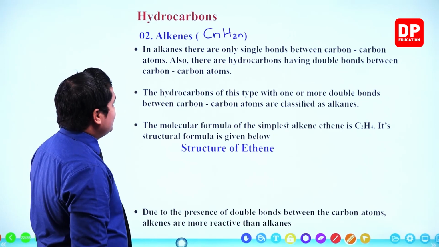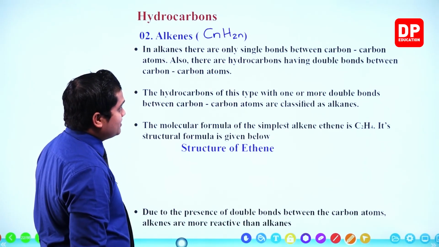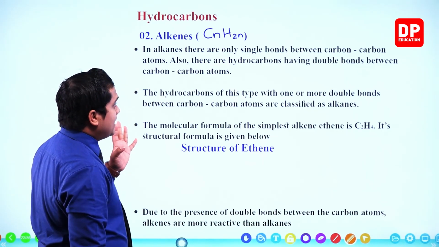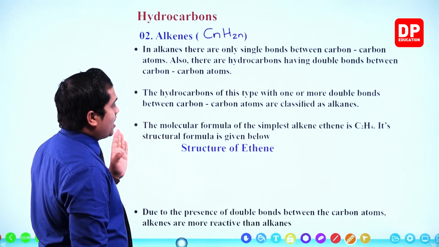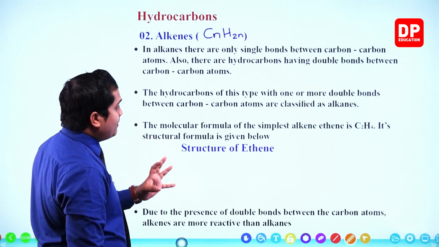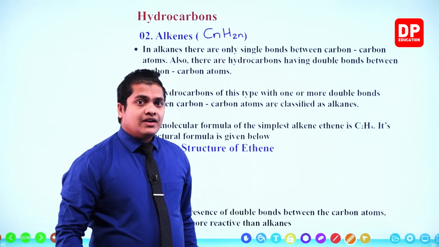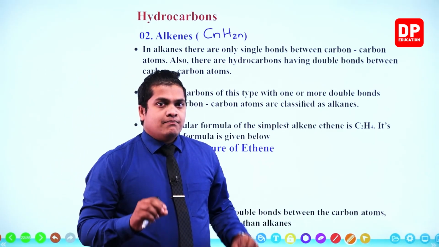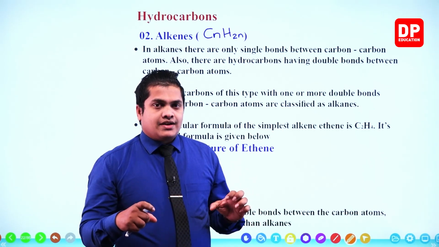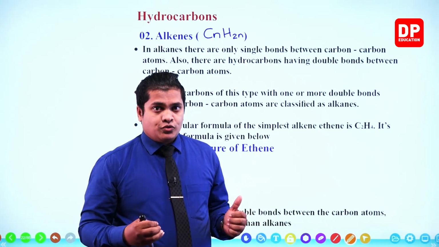In alkanes, my dear children, there are only single bonds between carbon-carbon atoms. Also, there are hydrocarbons having double bonds between carbon-carbon atoms. You know that carbon can create 4 bonds. This means that when bonding a carbon with a nearby carbon atom, there can be double bonds too.